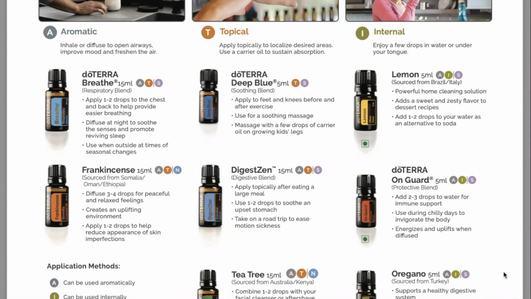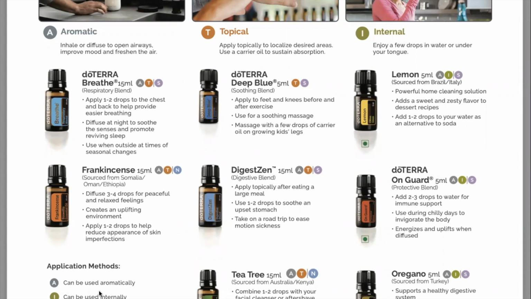It has cinnamon, clove, wild orange, a lot of the warming essential oils in there. It's a really great one where some people love the aroma of it and some people don't, because the clove may be a little bit overpowering for some, but it is very beneficial. And you can see, again, these ones all have the I's.